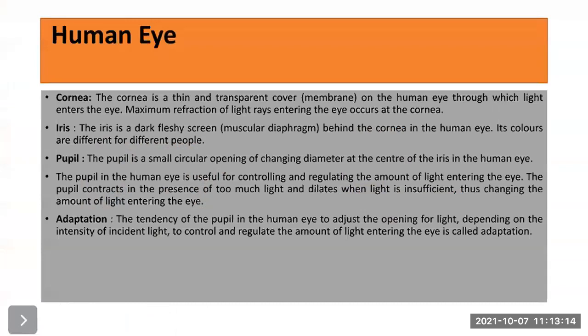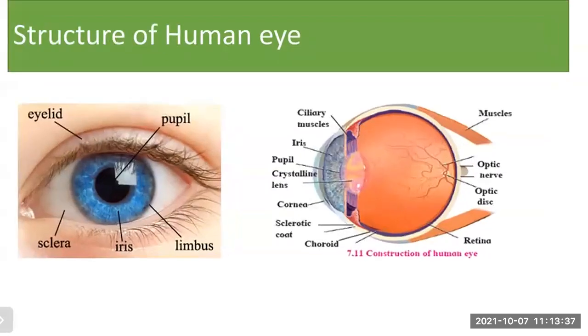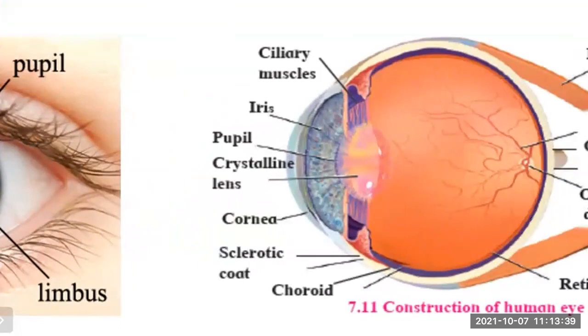Now, what is cornea? Now, cornea is a thin and transparent cover, or you can also call it a membrane, on the human eye through which the light enters the eye. What is cornea? It is a thin and transparent cover on the human eye. Here, you can see the cornea over here. So it is the thin and the transparent layer, or cover.